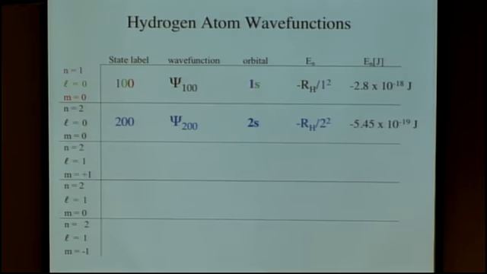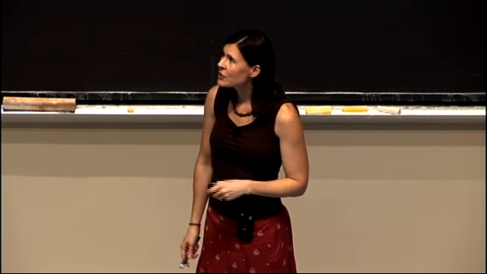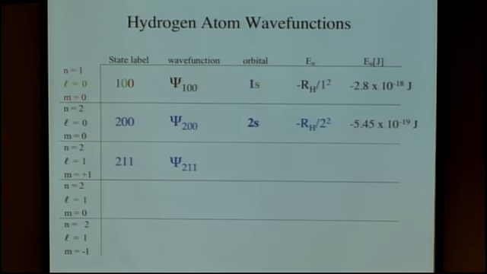We can also figure out the energy of this orbital here, and the energy is equal to the negative of the Rydberg constant, now divided by 2 squared. So we can go on and do this for any orbital or any state function that we would like to. So for example, if we talk about the 2, 1, 1 state label, that's just psi 2, 1, 1. What in this case would be our orbital?